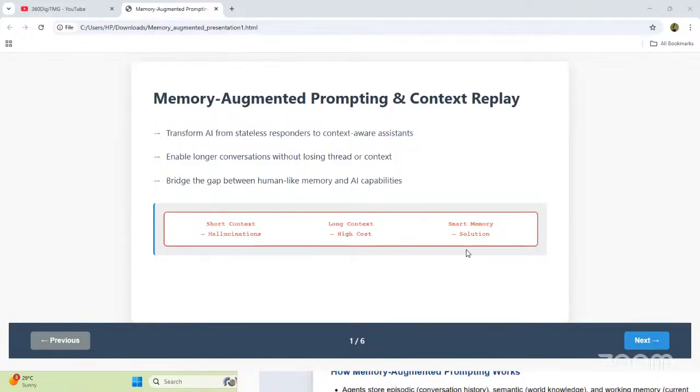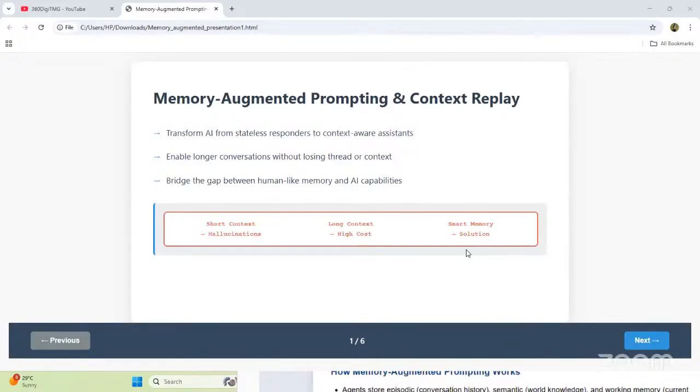So, today our topic would be about memory augmented prompting and context replay. So, let's go through each slide. These are the two techniques redefining how AI systems retain and reuse information.